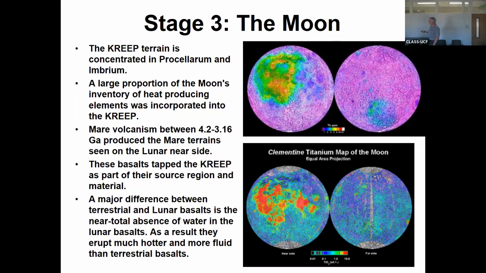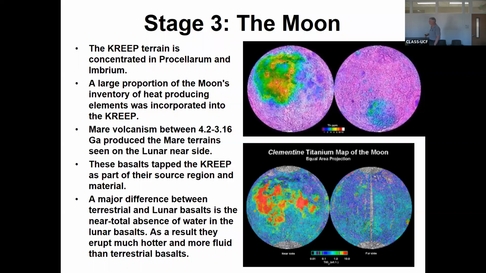Oddly enough, because they're incompatible, things like thorium, you end up with a large proportion of the moon's inventory of heat-producing elements, of radioactive elements, incorporated into the KREEP. And what happens is that during 4.2 to about 3.2 billion years, you produce the Mare terrains that we see on the lunar near side. And these basalts are going to be coming from source regions that tap this KREEP material. And so these things get enriched in the basalts and end up on the surface.